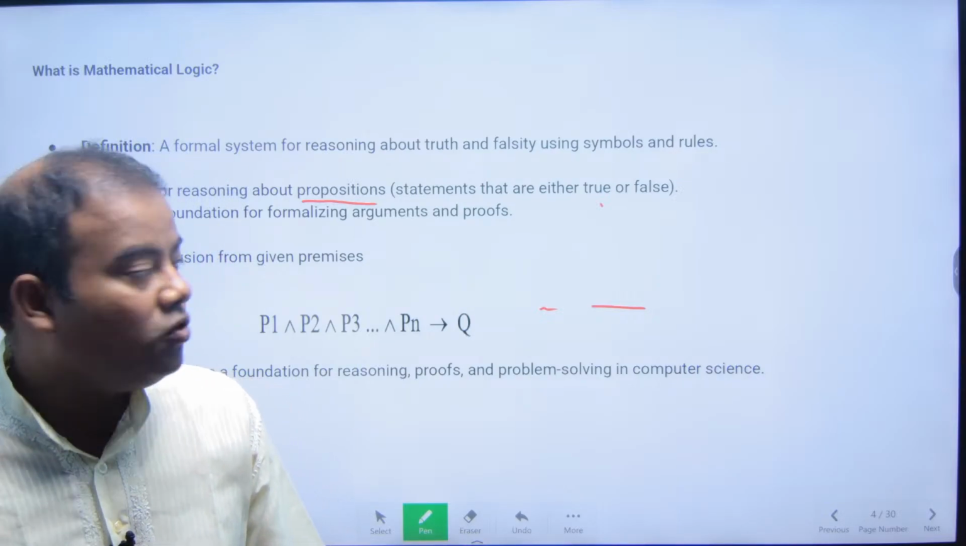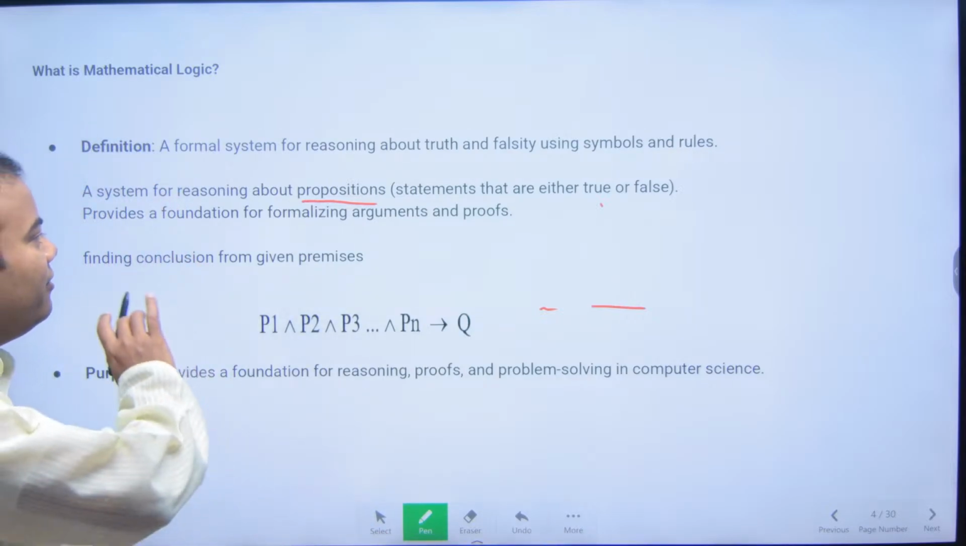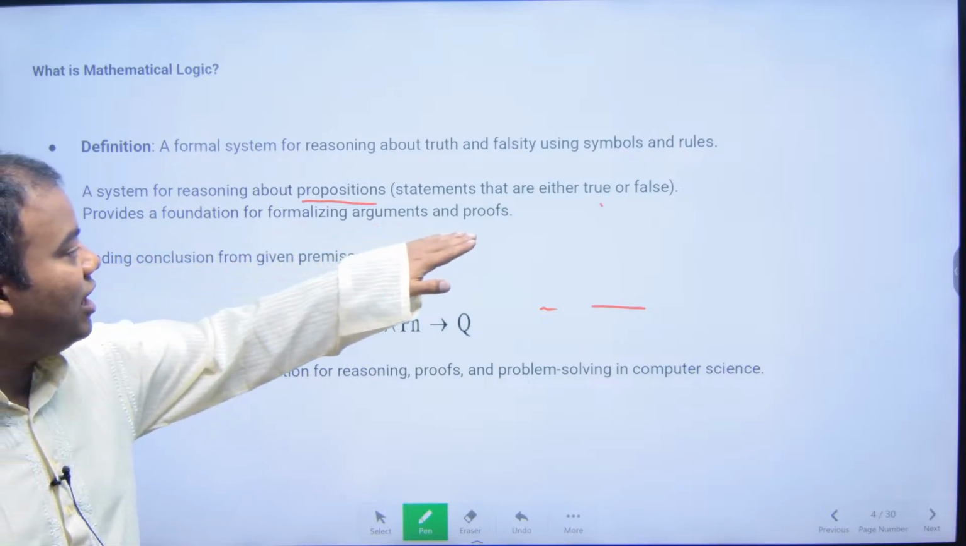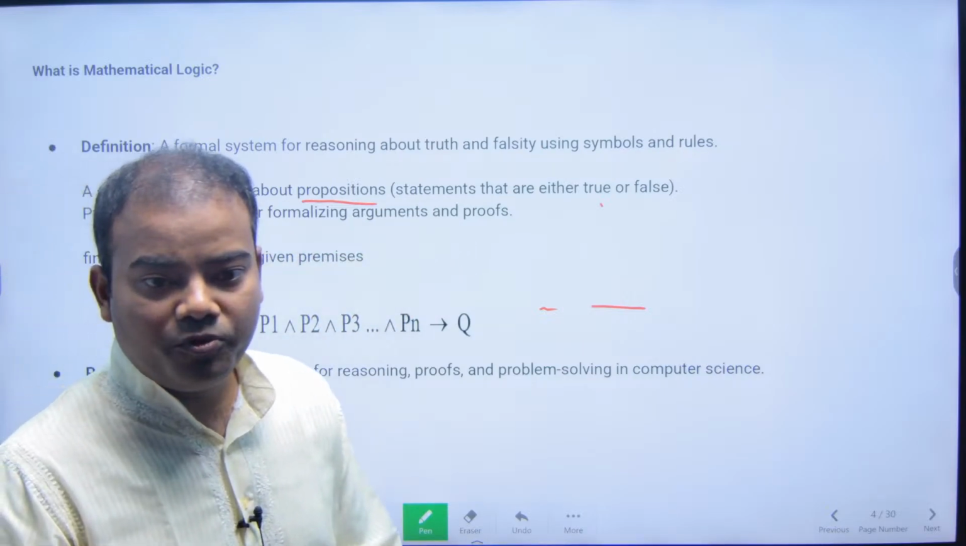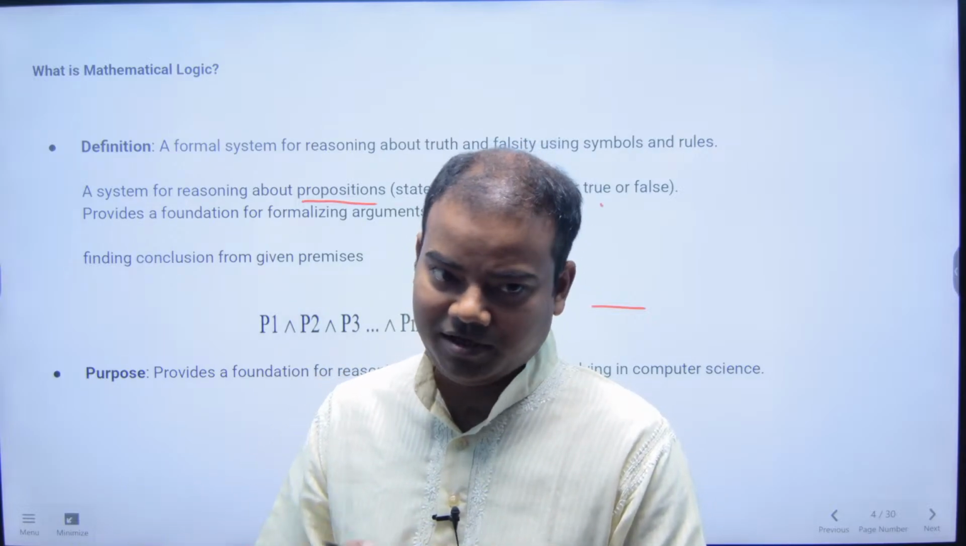Clear? So what is mathematical logic? Reasoning means using propositions. First we will go through propositional calculus and then we will go to predicate logic. It provides a foundation for formalizing arguments and proofs. So proof means mathematical proof. Something will be given, you have to derive something. Okay.